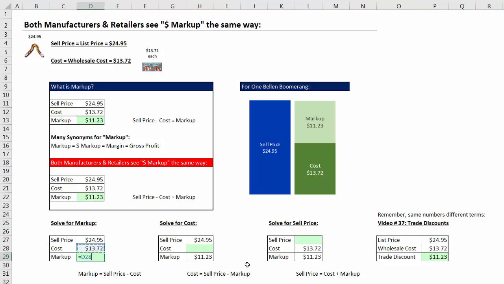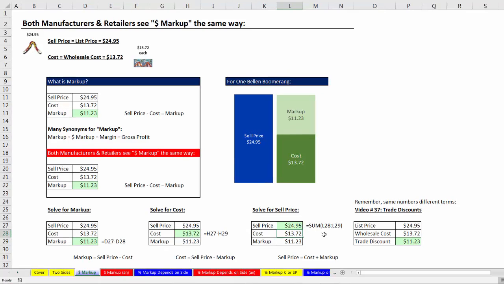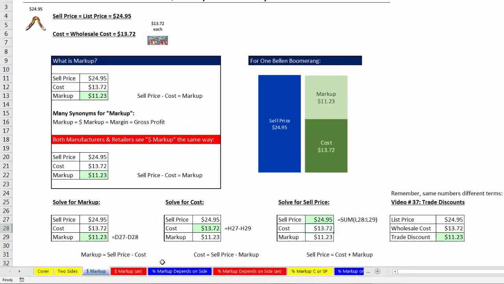Markup, we already did this. We take the sell price minus the cost and enter. If we're given sell price and the markup, we can certainly calculate the cost. We say, hey, please give me the sell price and subtract out the markup. The remaining amount, that's the cost. If we're given cost and markup, we simply add them to get the sell price. I'm going to use Alt equals, that's the sum function, and redirect and enter. So those are the dollar calculations.